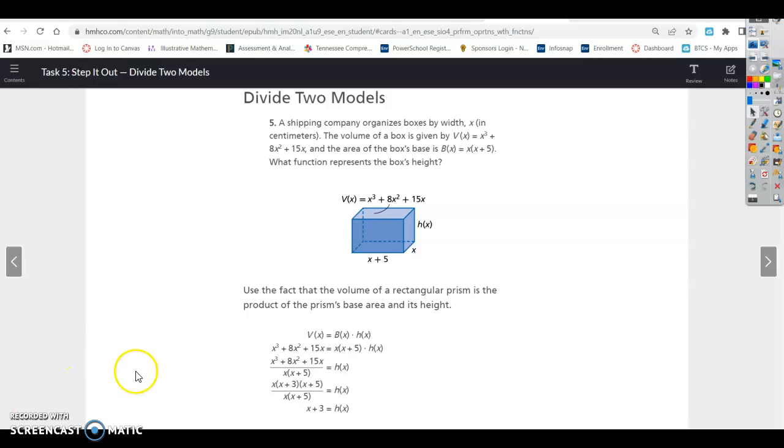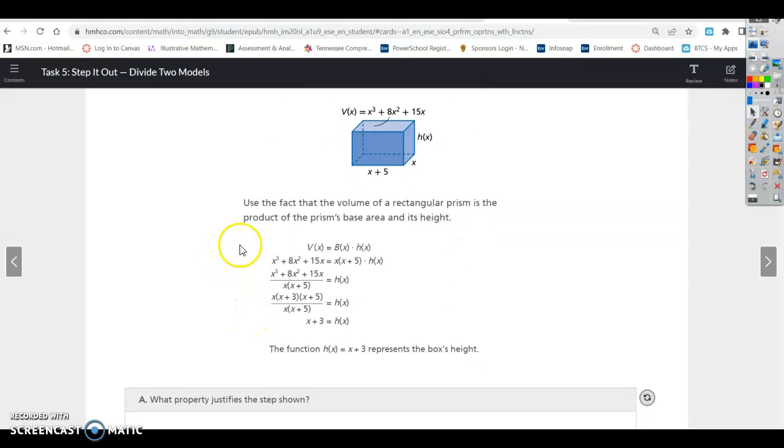All right, so if you know two sides, you know volume is length times width times height. We have to figure out what the third side is. Since we're given the total volume, that should not be too hard to do. So let's look at what they have.